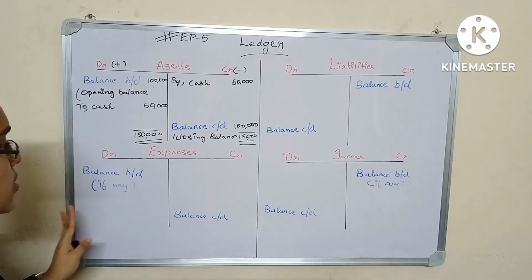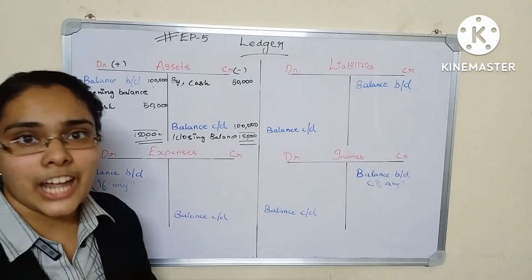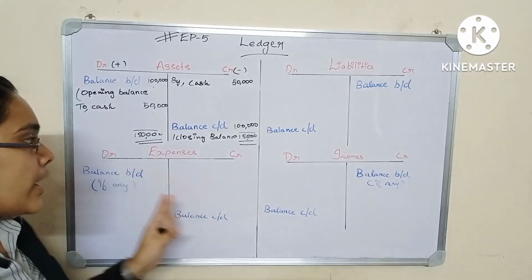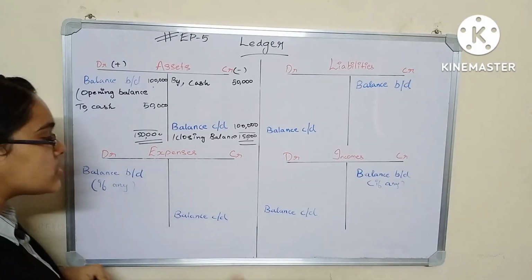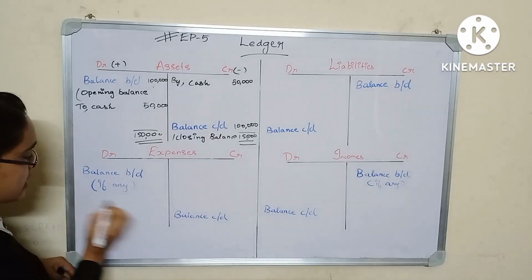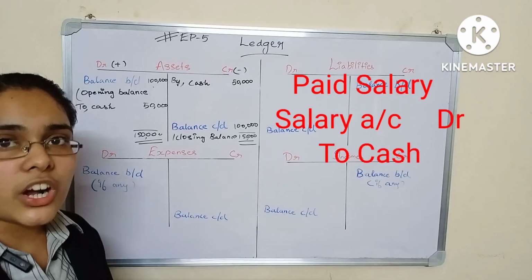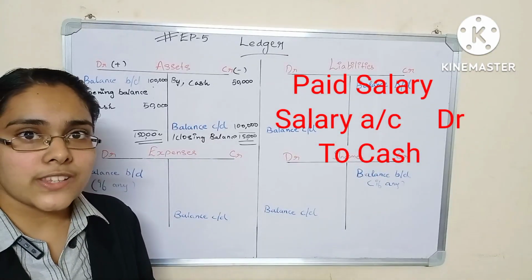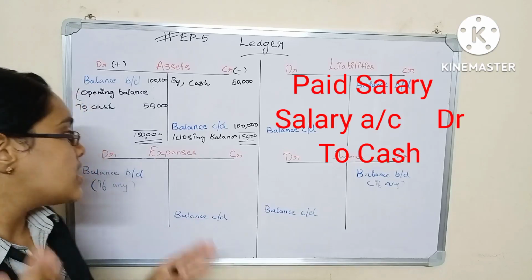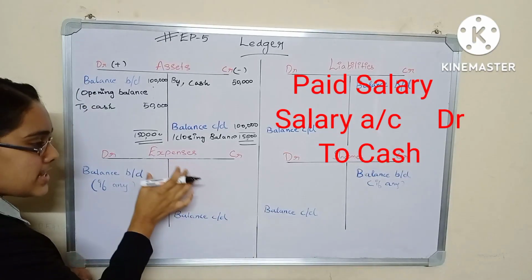So expenses again have a debit balance like assets. If you want to increase your expense, you will write it on the debit side. Suppose you're paying salary. Salary is an expense. So what will be the journal entry? Salary account debit to cash. What have you done to your salary? You have debited it, right? So you will enter the expense account, the salary account.